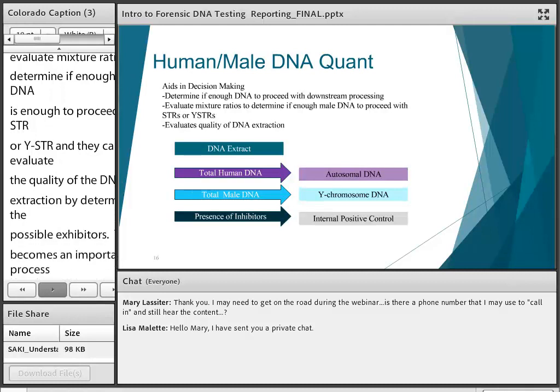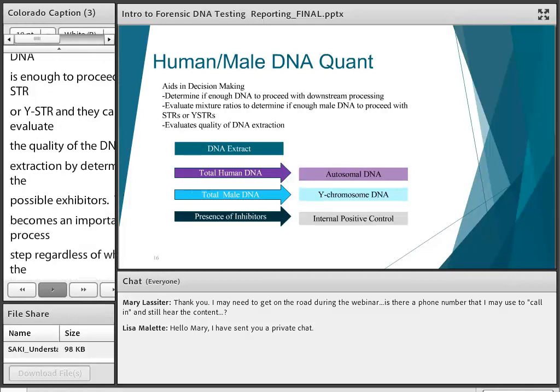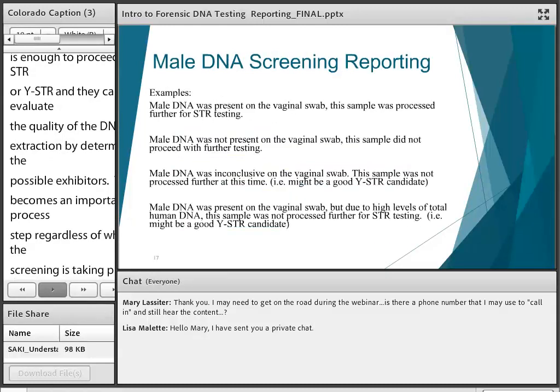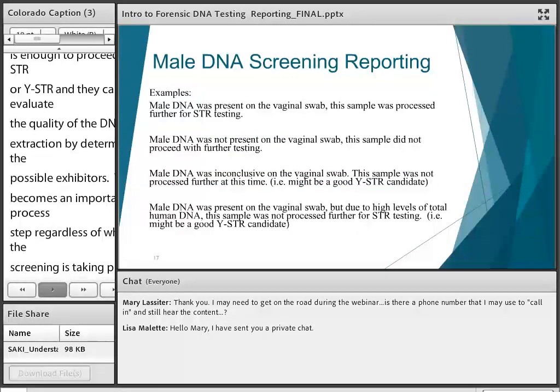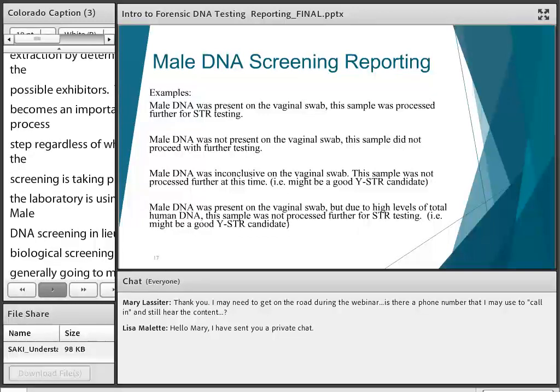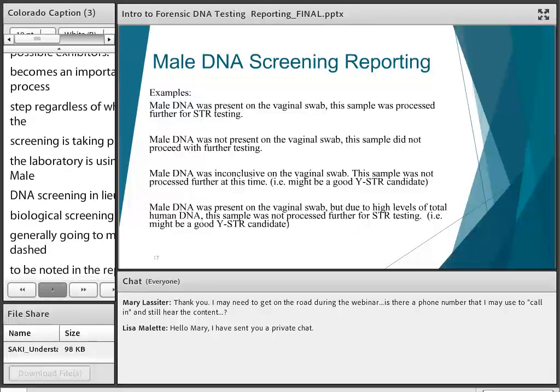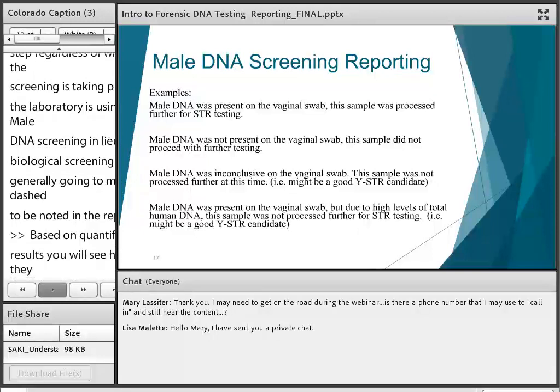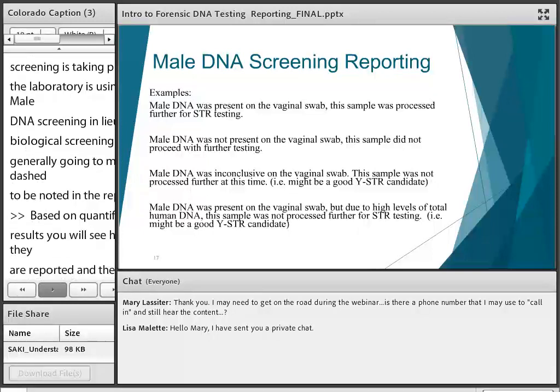If a laboratory is using male DNA screening in lieu of biological screening, it's generally going to be noted in the report. So based on quantification results, you're going to see how they're reported, and the quantification results should help indicate if the sample was processed further or did not proceed to STR testing.